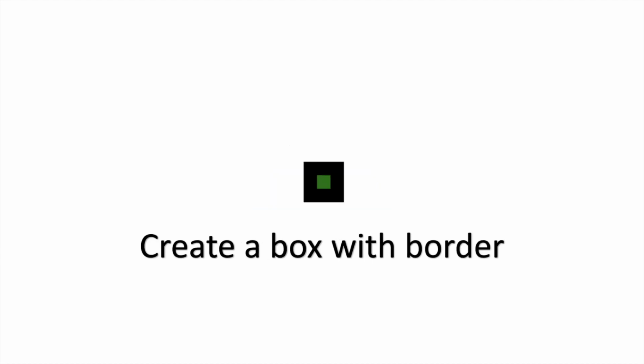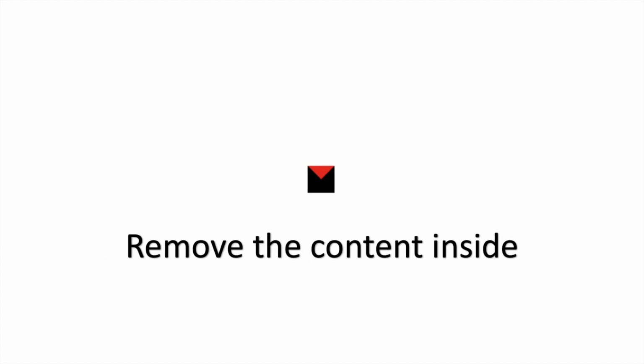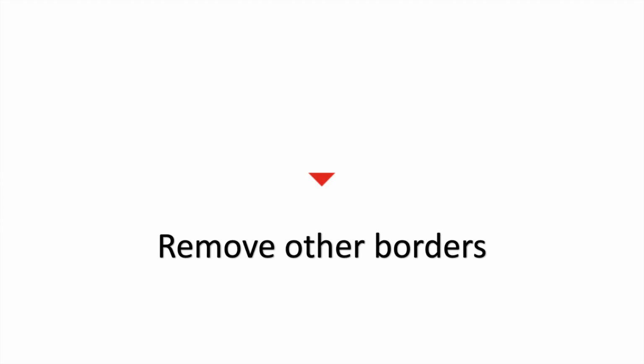So the first step is we have to create a box with borders, and then we are going to paint the top border with another color, such as red. And then we want to remove the middle square, so we remove the content inside, so we just leave the borders, and you can already see the triangle on the top. The last step is to remove the other borders, and to do this, we make their color transparent in order to get this triangle.